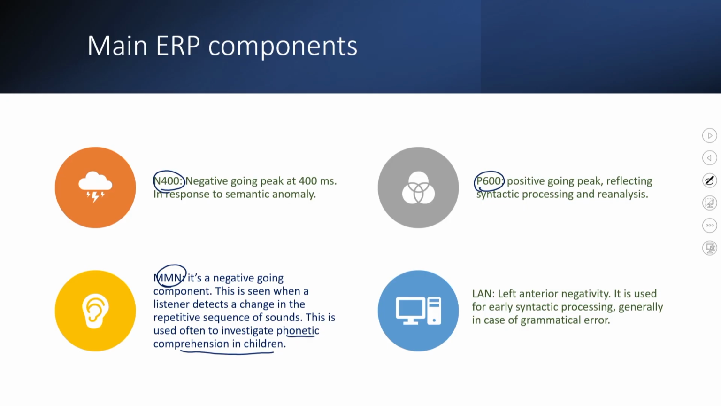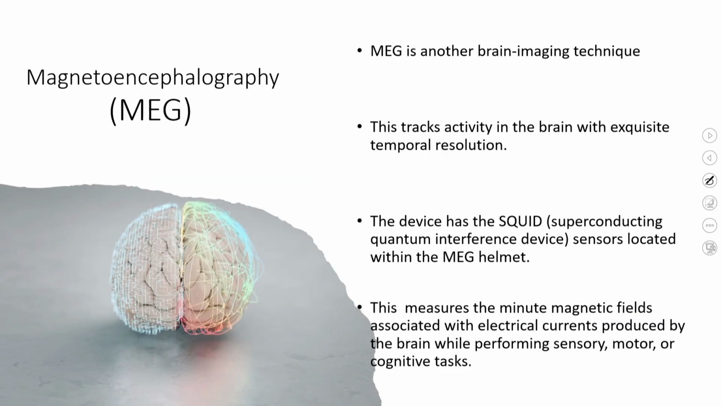For example, if you are hearing a lot of sounds one after another, and at one point there is a foreign sound, not part of the sounds of your own language, in that case we might see this MMN signal. Then LAN, left anterior negativity, is used for early syntactic processing, generally in case of grammatical error. So, these are some of the main components that we see when we use EEG.